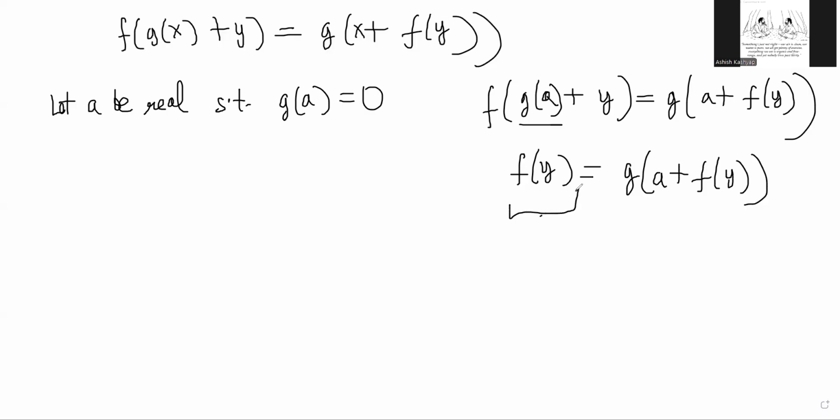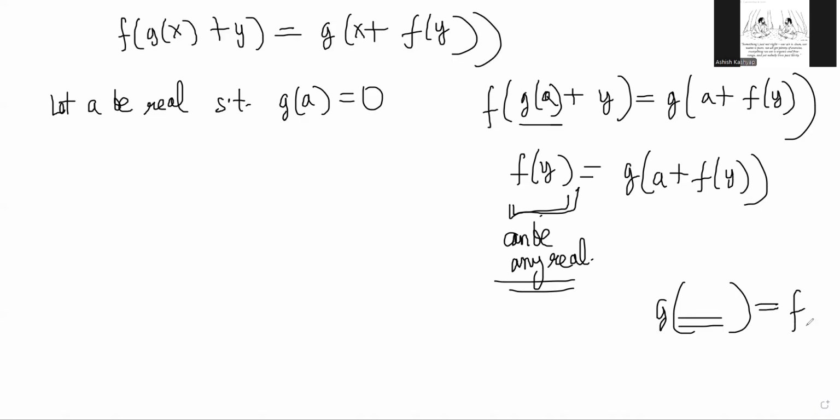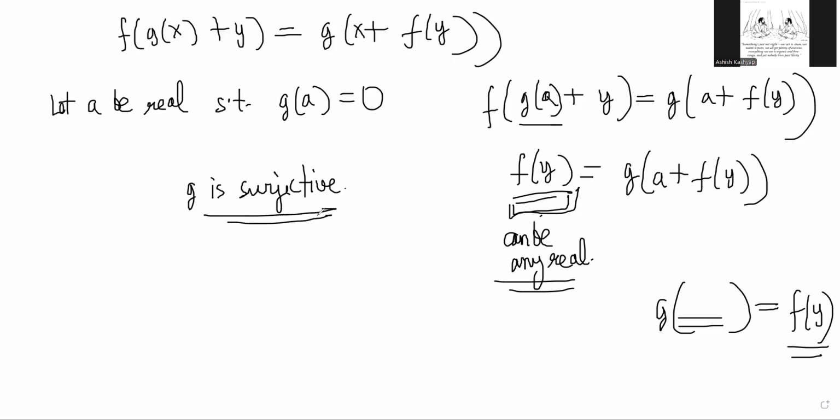Now, since y can be any real, f of y can be any real. And now we are getting g of something which can be anything is equal to f of y, which can be any real. And the codomain of g was also real numbers. Here f of y will also cover all real numbers. So this is like g of a is equal to b, which implies that g is surjective. So g is becoming a surjective function.